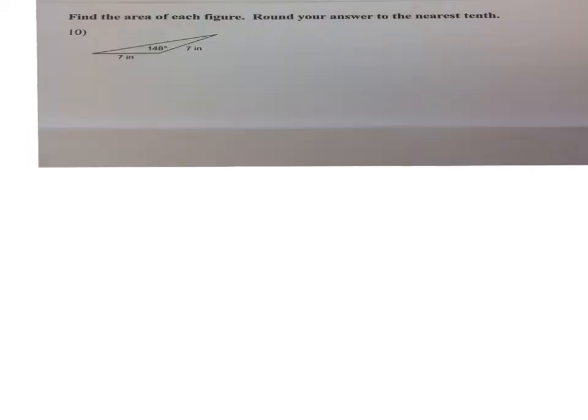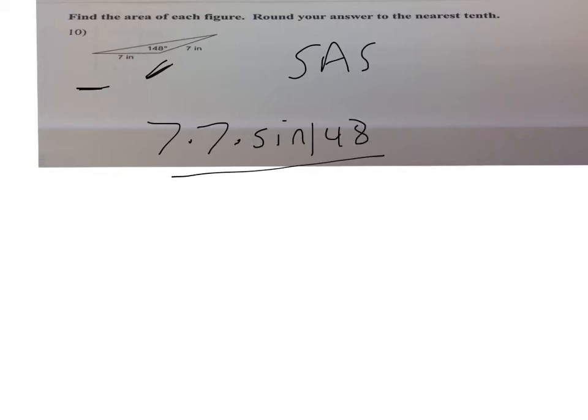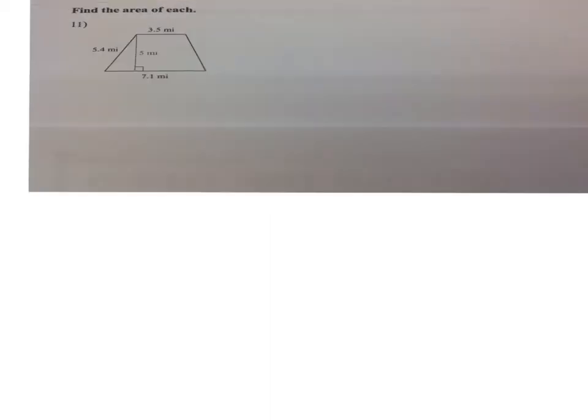Number 10, it's made for the shortcut, so we're going to use side angle side. So anytime you have a triangle of any kind, right or otherwise, and we have 2 sides in a row, consecutive sides, and the angle between them, you can use a shortcut. So it's simply 7 times sine, always sine, of 148 divided by 2, and your calc can crunch the numbers on that. Done. Number 11, very straightforward. This is a trapezoid.